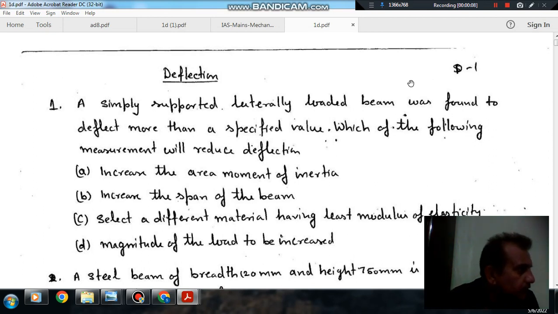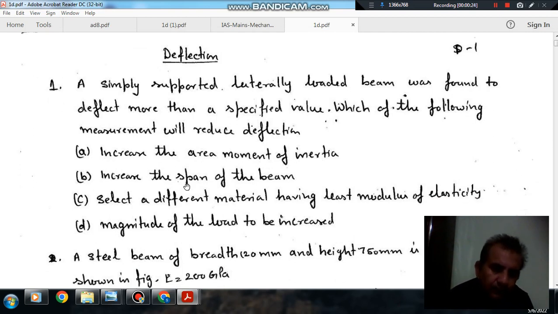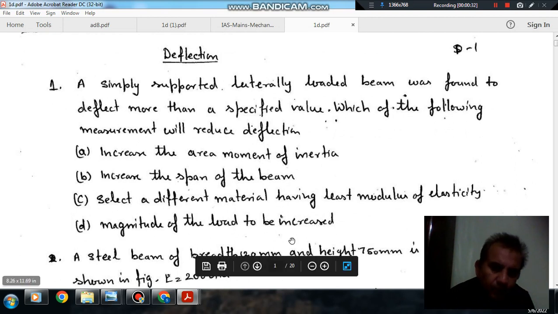The topic is deflection. Question number 1: a simply supported laterally loaded beam was found to deflect more than a specified value. Which of the following measures will reduce deflection? Option A, increase in area moment of inertia. Option B, increase the span of the beam. Option C, select a different material having the least modulus of elasticity. Option D, the magnitude of load to be increased.